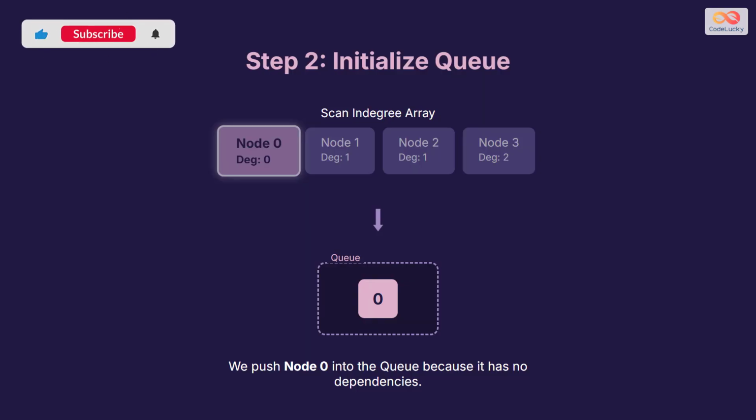For step 2, we scan our Indegree array. We are looking for any node with a value of 0. Here, node 0 is the only one. We take node 0 and push it into our queue. This queue will drive our breadth-first search traversal.